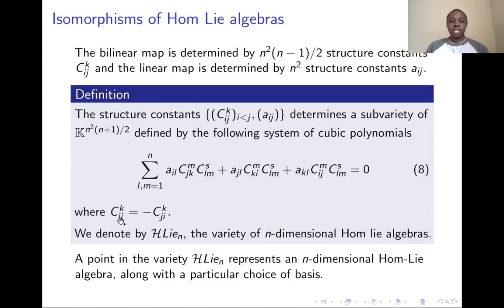The structure constants C_ij inherit this property of skew symmetry in this manner. So for example, C_1,2 here, if I have 1,2 down here, it's just minus 2,1 down here, but I'll be giving specific examples. So we denote this set. The solution space of these polynomial equations defines a variety which we denote by HLie_n for n-dimensional Hom-Lie algebras. On the variety, the Hom-Lie algebras are seen as points, because if you have a Hom-Lie algebra, it uniquely has these structure constants, and these structure constants sit on the variety as points, of course, along with some particular choice of basis.